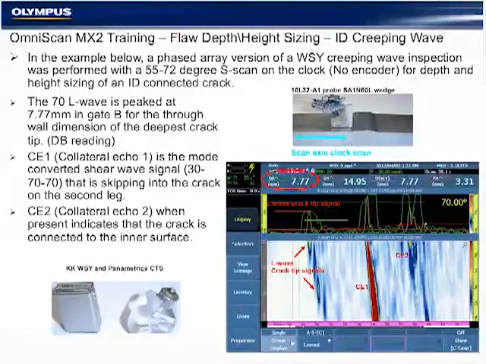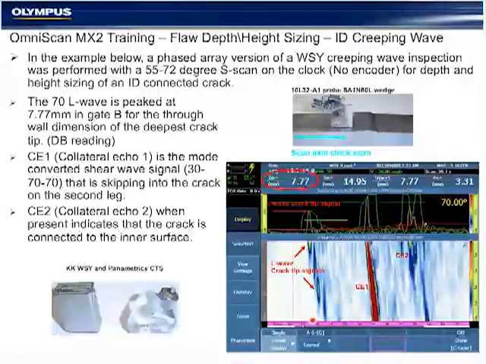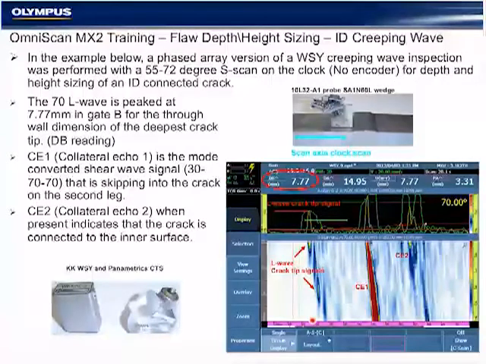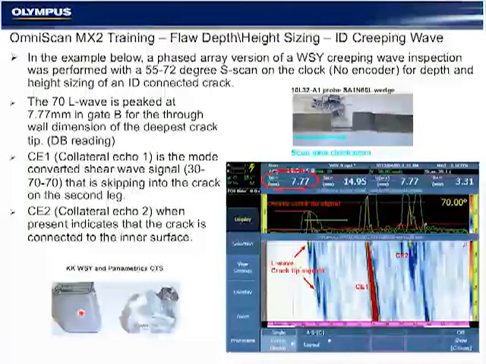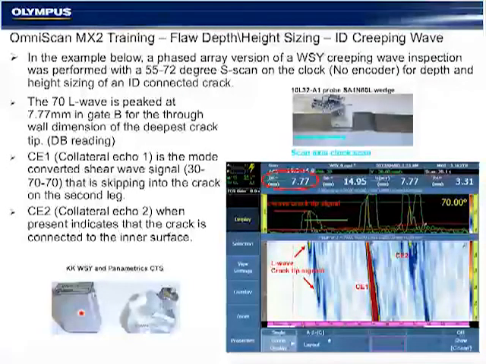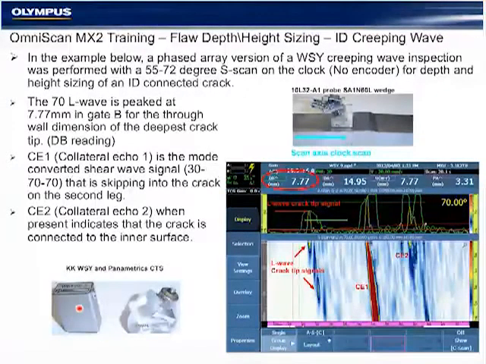The indications you see here at 70 degrees and 55 degrees are the sector scan laid out in a sound path. So we see small tip diffracted signals here that we will measure at the L-wave velocity. These two probes and any L-wave high-angled beam generates two mode-converted signals called collateral echo 1, which is a mode-converted shear wave, approximately 1/2 the value of the L wave. So this is 70 degrees. We'll see this at approximately 30.